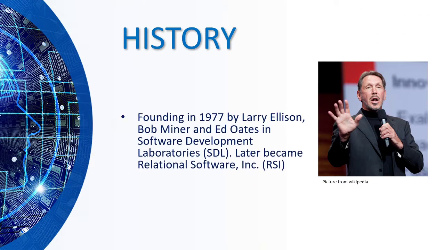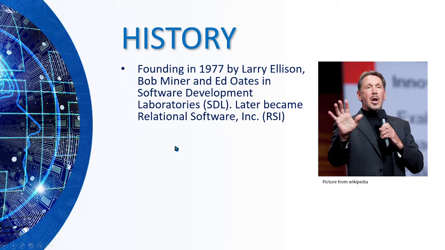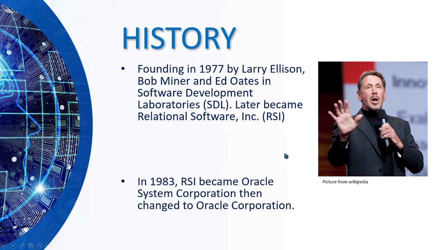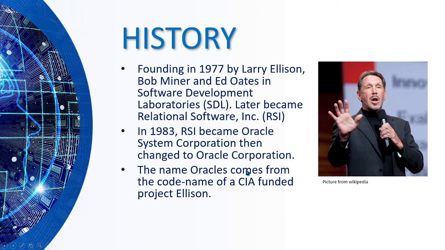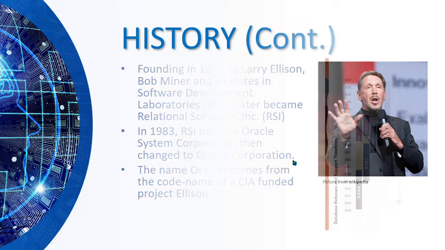Let's talk about the history. So it was founded in 1977 by Larry Ellison and two of his friends, Bob Miner and Ed Oates, in their company Software Development Laboratories, later becoming Relational Software Inc. And in 1983, they changed the name to Oracle Systems Corporation. And today, the name has changed again to Oracle Corporation for short. Another fun fact: the name Oracle comes from the code name of a CIA-funded project of Ellison.